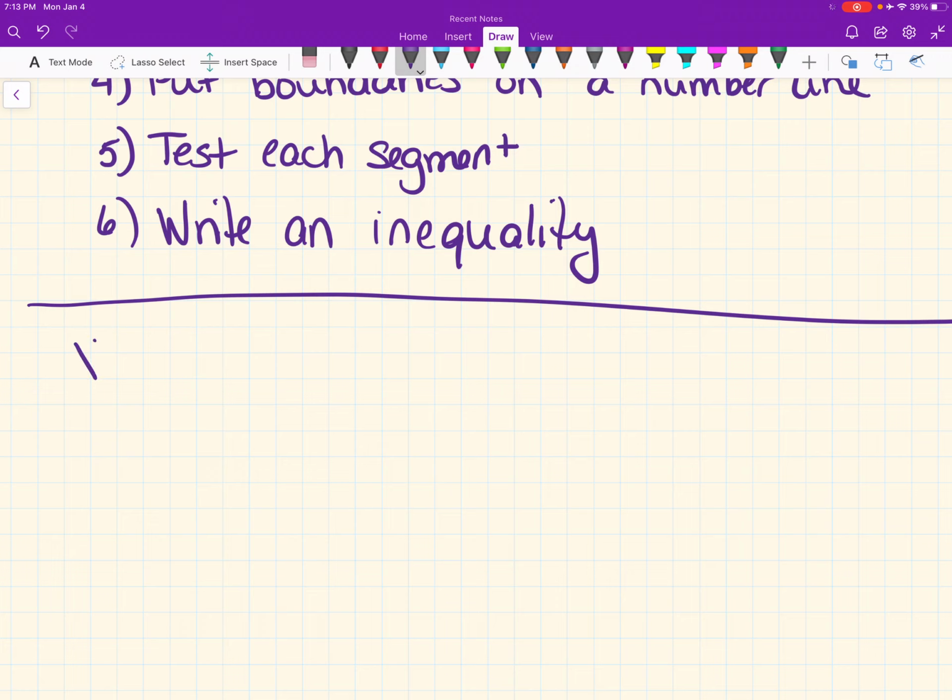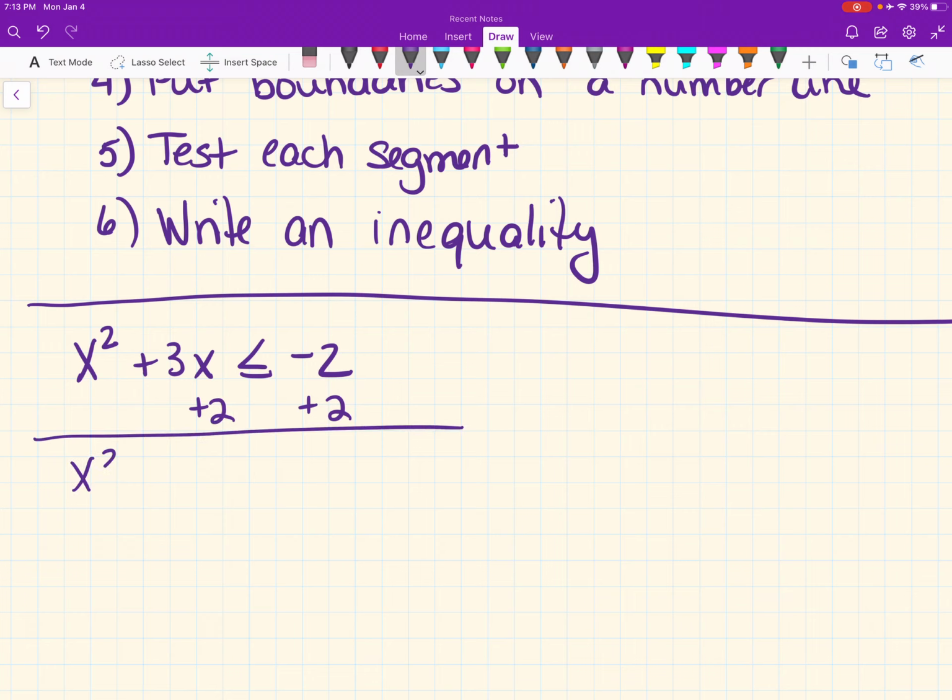So x squared plus 3x is less than or equal to negative 2. First things first, it needs to be equal to 0, so I'm going to add 2 to both sides. Now I could graph this and just come up with the graph to see where it was, but I'm going to figure this out algebraically this time.